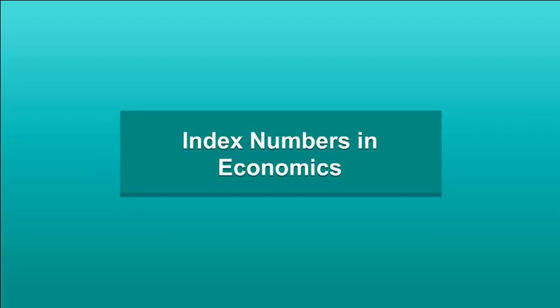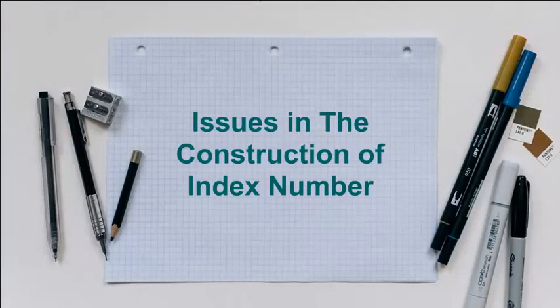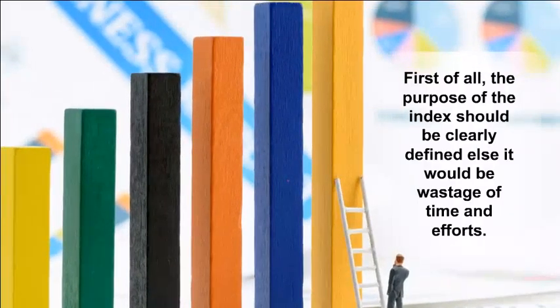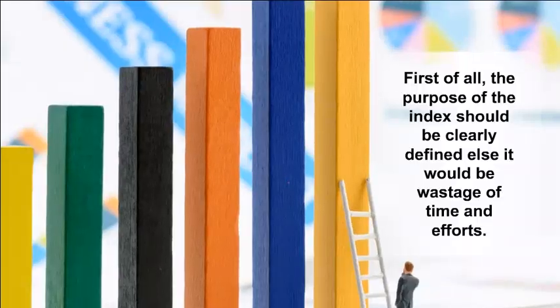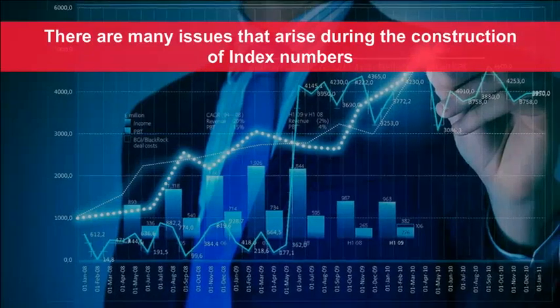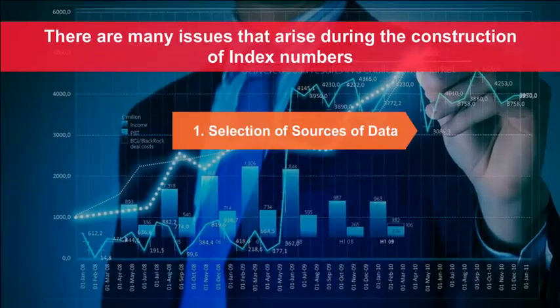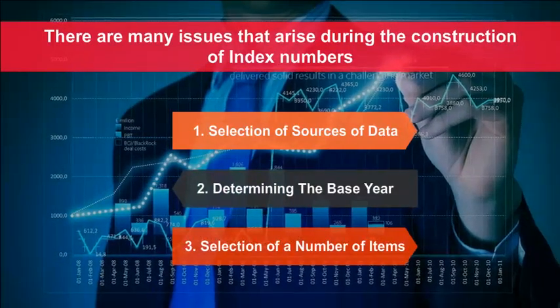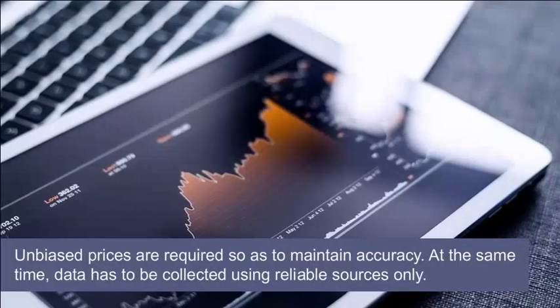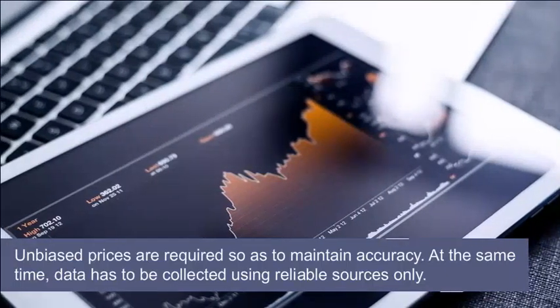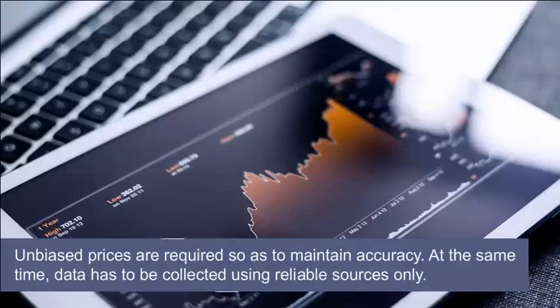Index numbers in economics. Issues in the construction of index numbers. First of all, the purpose of the index should be clearly defined, else it would be a wastage of time and efforts. There are many issues that arise during the construction of index numbers, for example, selection of sources of data, determining the base year, and the selection of a number of items. Unbiased prices are required so as to maintain accuracy. At the same time, data has to be collected using reliable sources only.